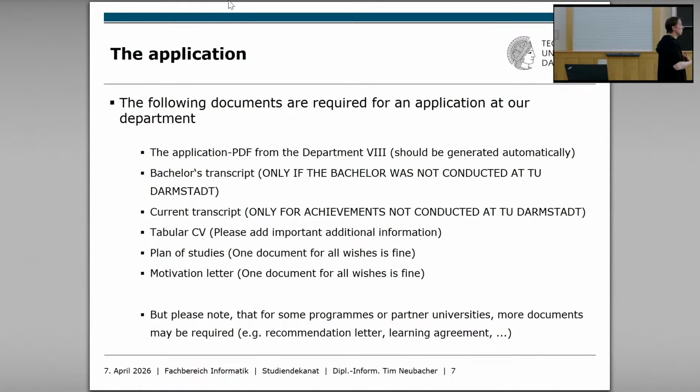And what you need to apply in our department is the application PDF that's generated via the tool. A bachelor's transcript, or in general the transcripts, if you have not conducted the previous study programs at TU Darmstadt. If you have finalized your previous degrees at TU Darmstadt, just upload an empty sheet of paper. You need to upload something. An empty sheet of paper is fine. We have backend access, so we can look up your degrees if you did them here. And a tabular CV.